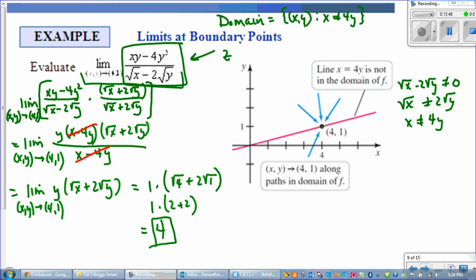So again, we can't approach along this line because that line is not in the domain, but we can approach from any other angle. We're just coming from any direction to the point (4, 1), and the z values are getting closer and closer to 4. So there will be that limit, so we understand something about the behavior of that surface at the point (4, 1). Even though the point itself does not exist, the z values are near 4.